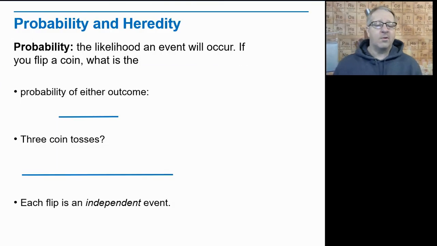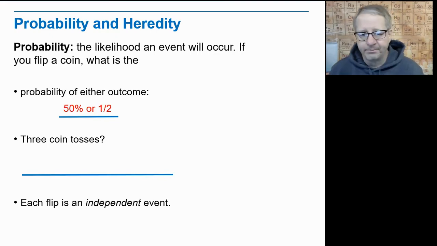All right, so we're going to talk first about probability and how that pertains to heredity. But first, let me ask you this. Suppose you toss a coin. What's the probability of the coin landing on tails? And of course, the opposite question is what is the probability of the coin landing on heads? Well, if you said it's a 50% chance of landing on tails, or a 50% chance for heads, or half, you would be correct. So it's 50% or it's half.